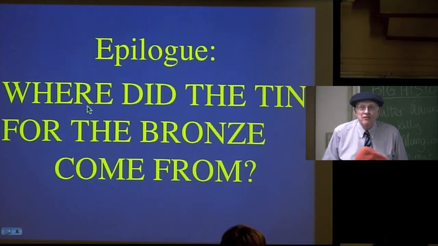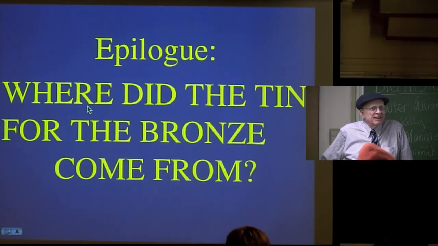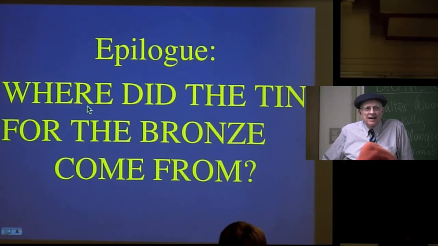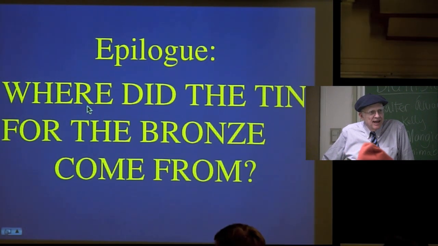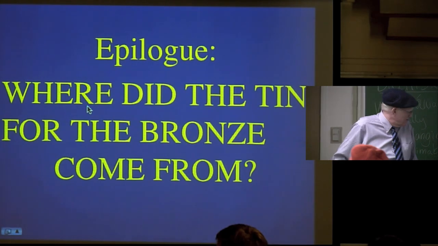And finally, let me take the last few minutes we have left and say, where did the tin come from? Because bronze is an alloy of copper and tin. And where did the tin come from? Because tin doesn't form at mid-ocean ridges. And no tin is mined in Cyprus. Where did it come from?